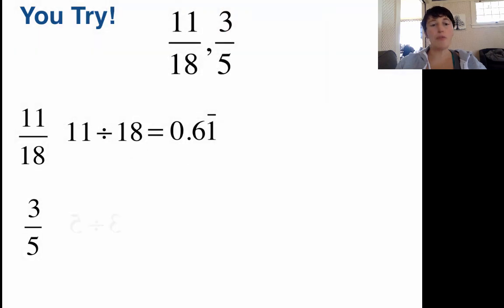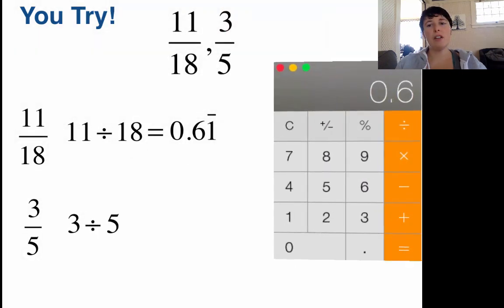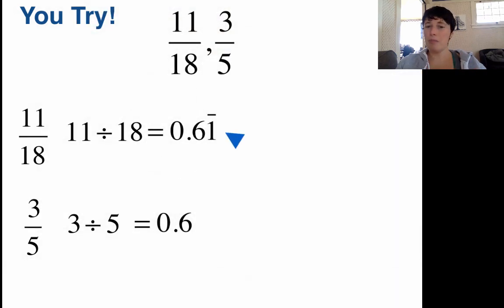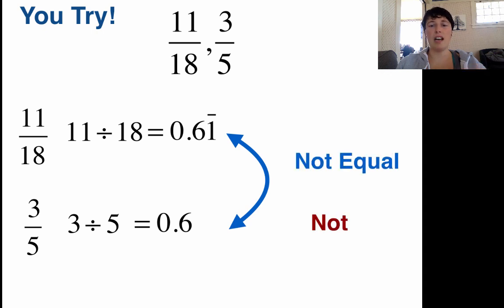And then we're going to type in 3 divided by 5 on our calculator, which is just 0.6 with no repeating decimal. So they don't match up. They're close, but they're not equal. They're not the exact same. So if they're not equal, they are not proportional. Hopefully that's what you got too.